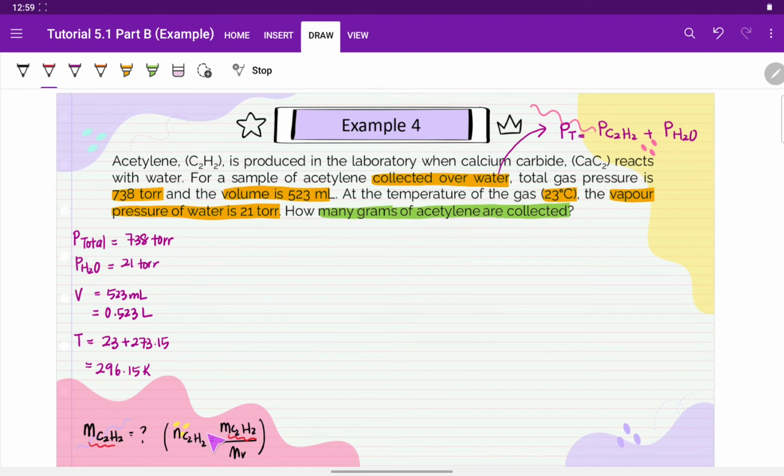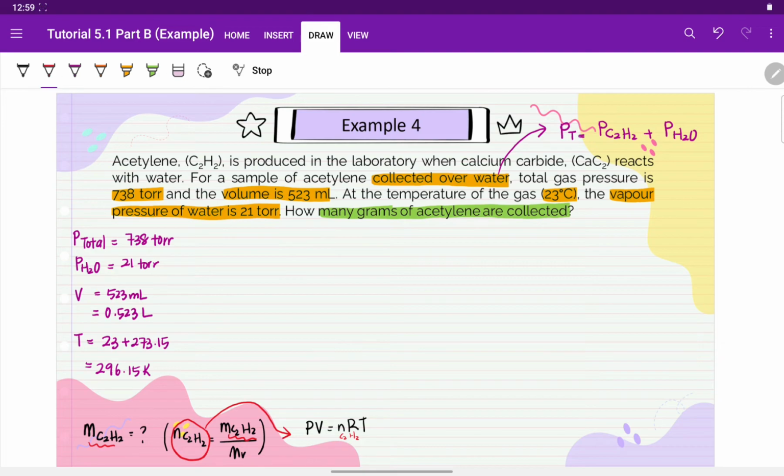Okay, jadi macam mana kita nak cari number of mole of C2H2? So, dia adalah gas. So, bila dia adalah gas, kita boleh gunakan ideal gas equation. Ideal gas equation yang mana? Kita gunakan PV equals to nRT. Okay, yang mana dekat sini, kita nak cari number of mole of C2H2.